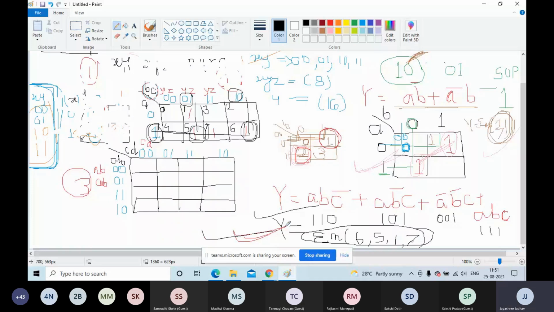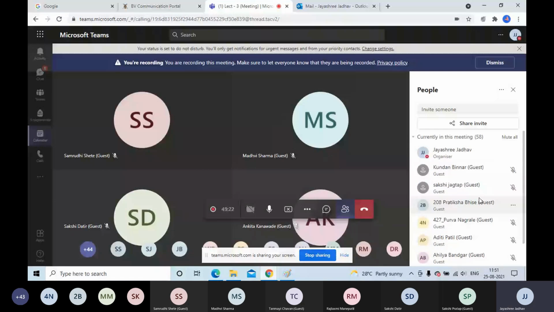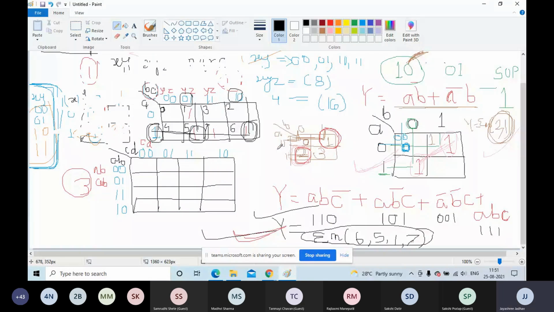No, ma'am. Understood, everyone? Some students are not replying. I want a reply from everyone. All of you understood? Yes, ma'am. Yeah, very good. So this is the one method I have just shown you, how to put 1 into the K-map cells.